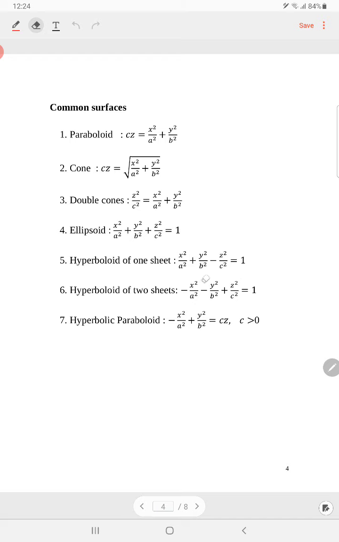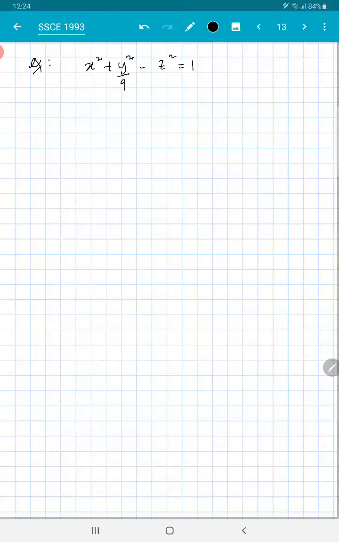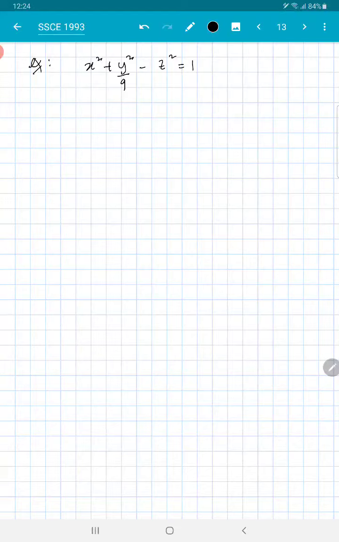The next common surface that I'm going to show you is the hyperboloid of one sheet. This is a general equation for a hyperboloid of one sheet, where A, B, and C are constants. I'm going to go straight to showing you the example. Here I choose A as 1, B as 3, and C also as 1.